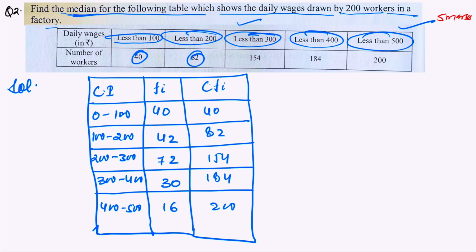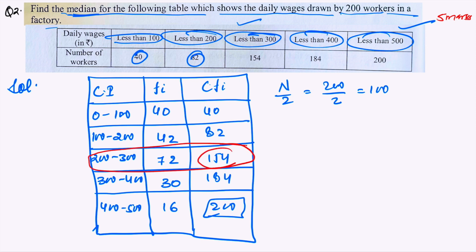What we have to find is n by 2, and n is the total number of workers, that is 200. So n by 2 equals 200 by 2, that is 100. From here we know that 100 will lie in this. So from here we can write median class, that is 200 to 300.